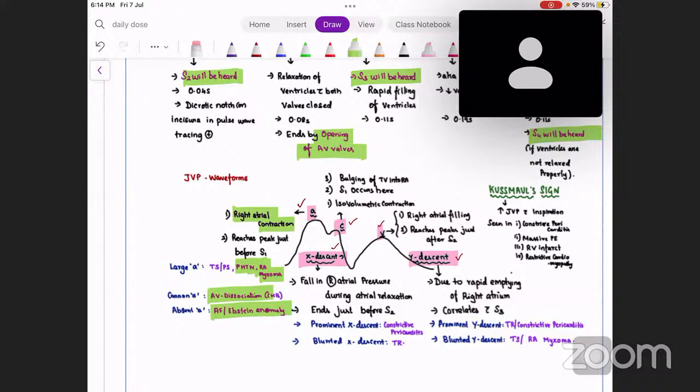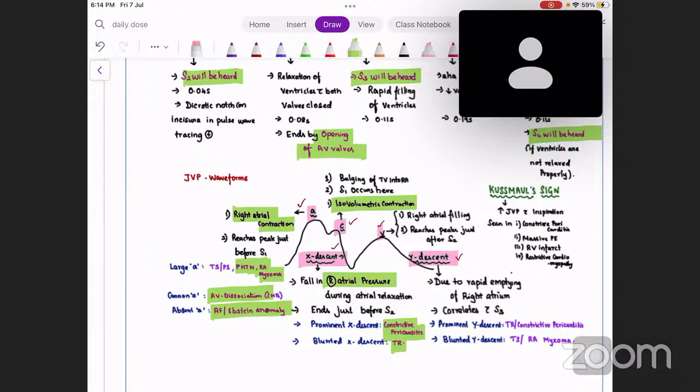Then you have the C wave, bulging of the tricuspid valve into the right atrium. So technically, C wave indicates the isovolumetric contraction phase in the cardiac cycle. Apart from that, you have the X descent due to the decrease in right atrial pressure due to atrial relaxation. Prominent X descent is seen in constrictive pericarditis, and blurred X descent is seen in tricuspid regurgitation.